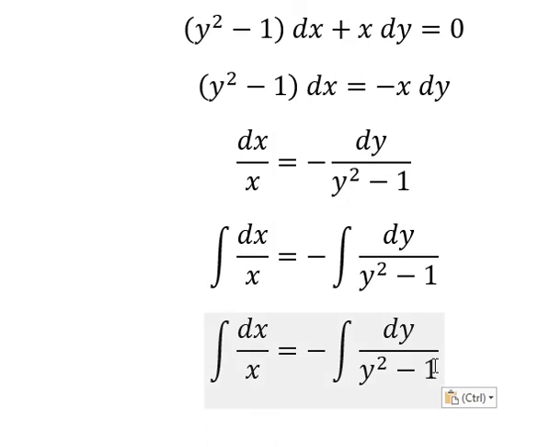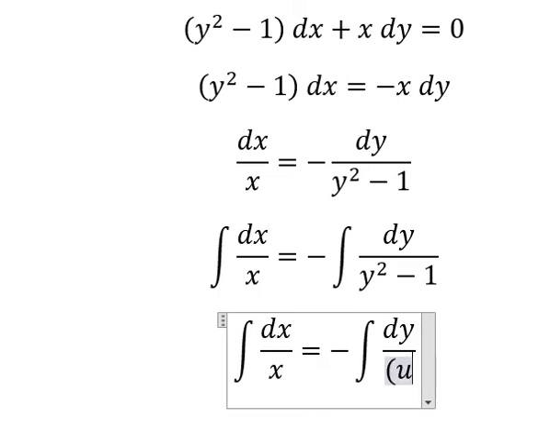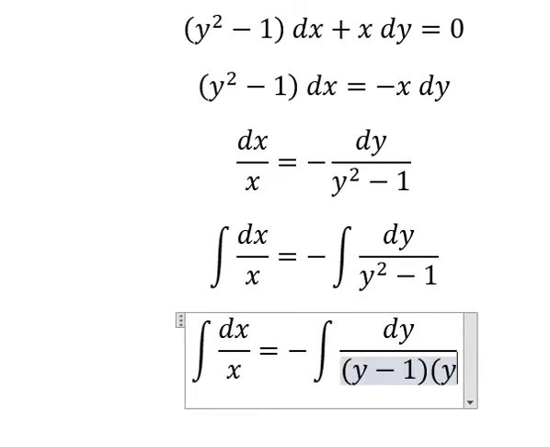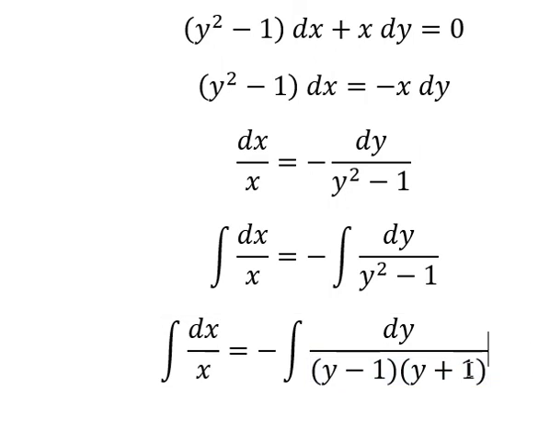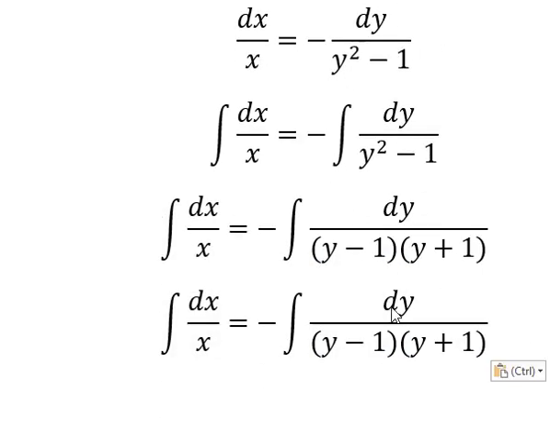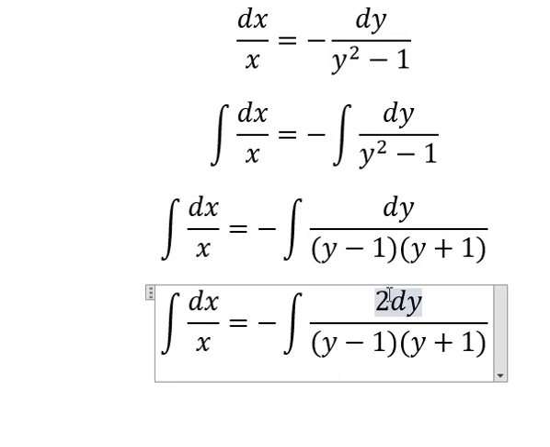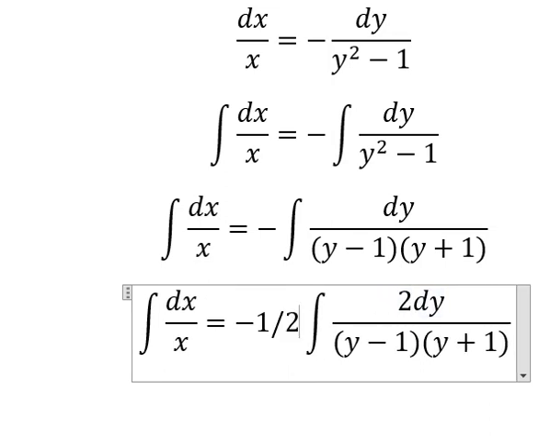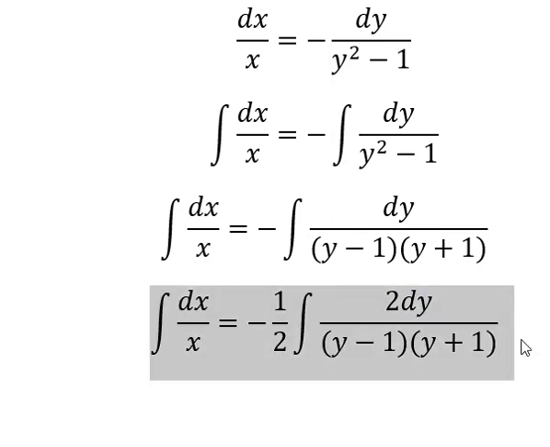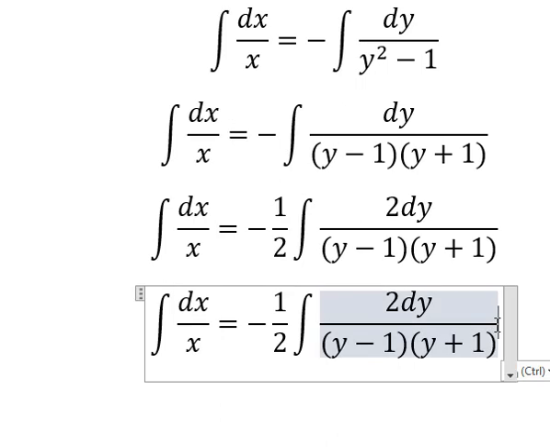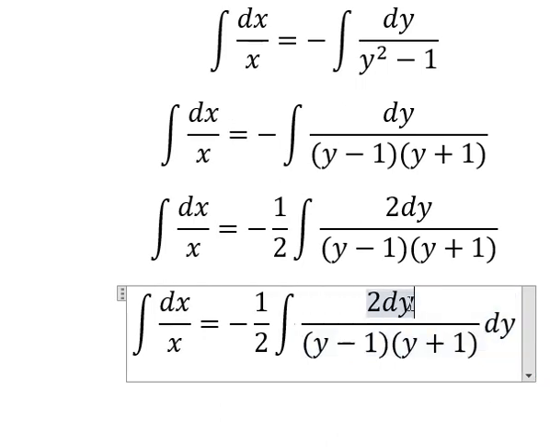Next, we know that this one is about identity. So I will put y minus 1, y plus 1. Next, I will put number 2 on the numerator and denominator. So I will put dy in here. Number 2 is about 1 plus 1.